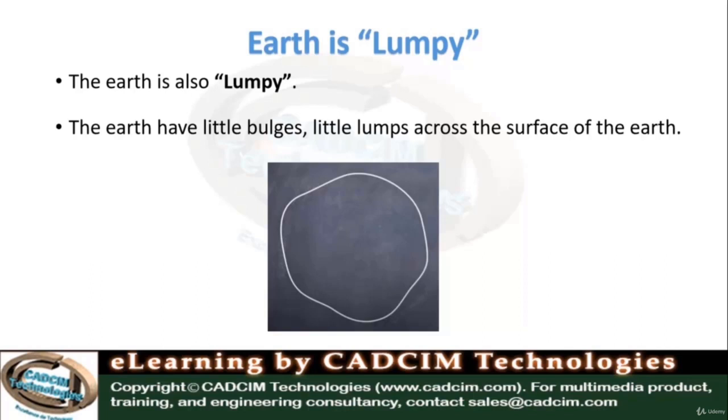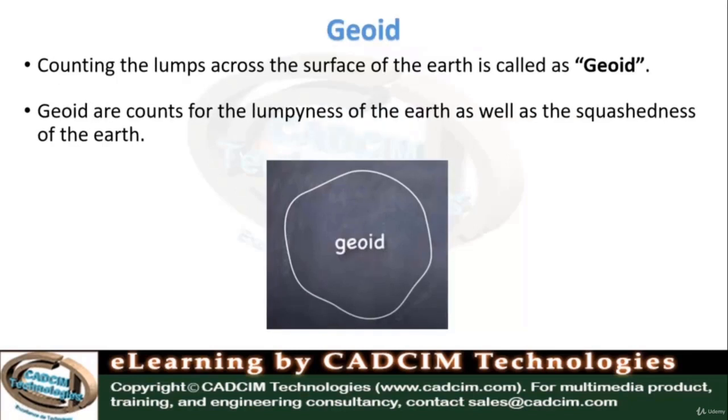Aside from the topography, the earth has a little bit of bulge, little bit of lumps across its surface. So here you can see the lumpiness of the earth. Sometimes it's very important to account for those lumps across the surface of the earth. When we do that, we are generating something called a geoid. So, a geoid accounts for the lumpiness of the earth as well as the squashedness of the earth.